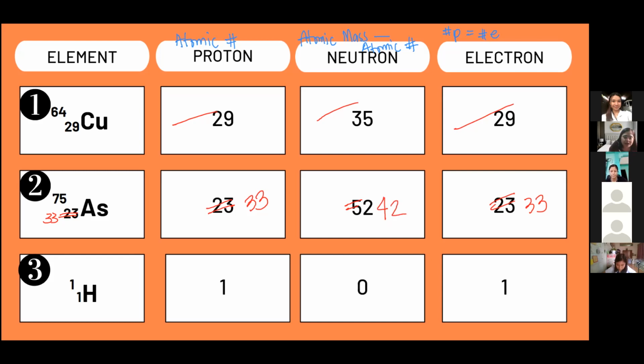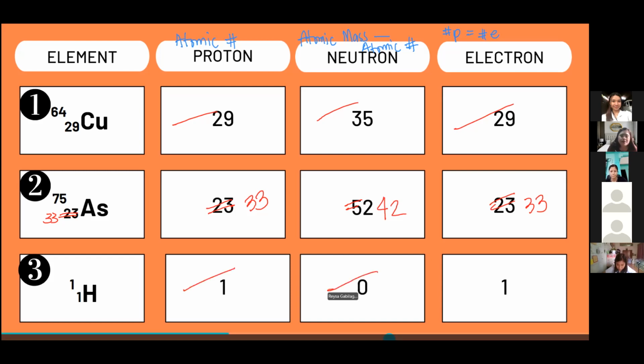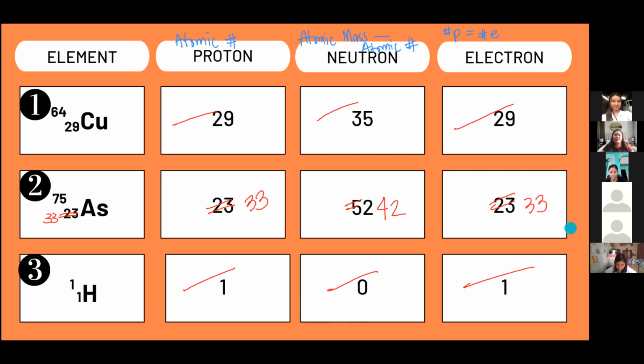And then we have hydrogen. So this is correct. This is also correct. 1 minus 1 is 0. And we don't have charge here. So this is also 1. So these are, class, the correct answers for these items. Questions so far?